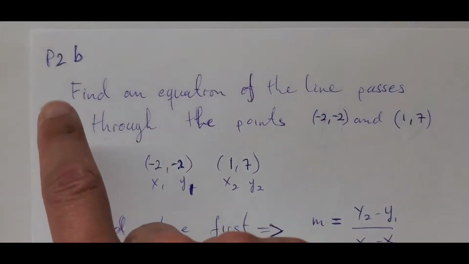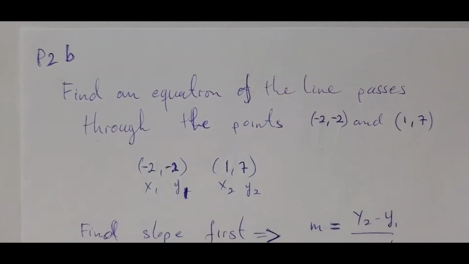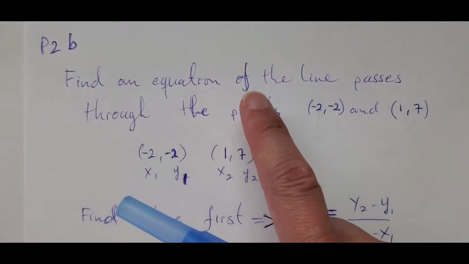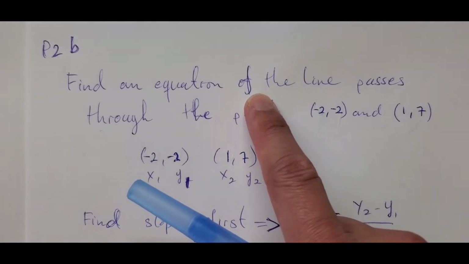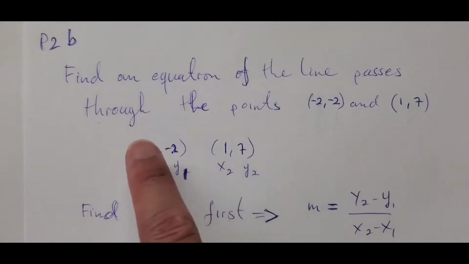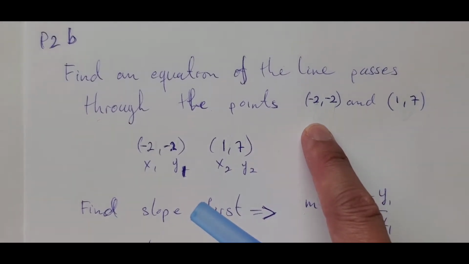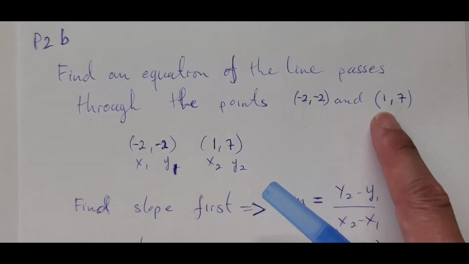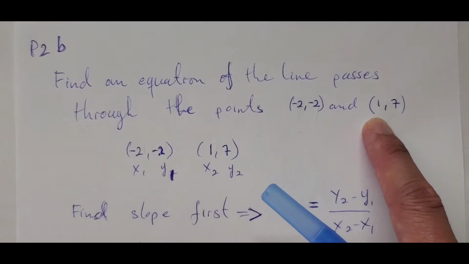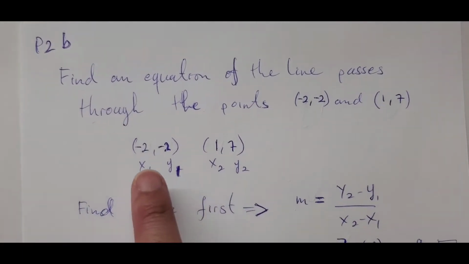This lesson is P2b. Here we have an example. Find an equation of the line that passes through the points (-2, -2) and (1, 7). Okay, the first thing we need to do is label.